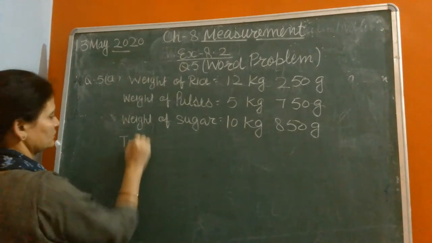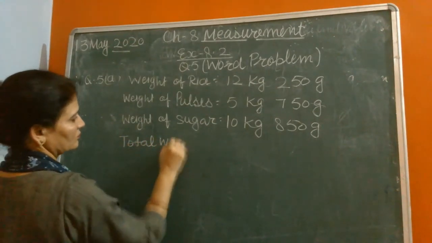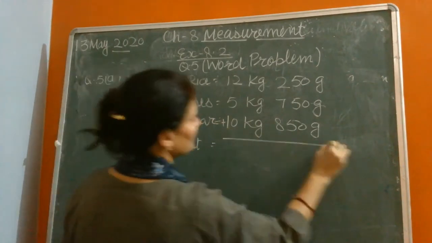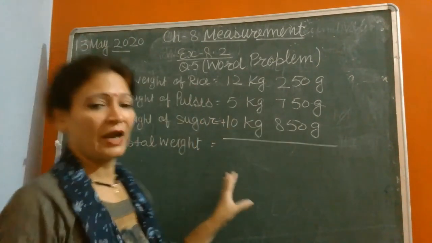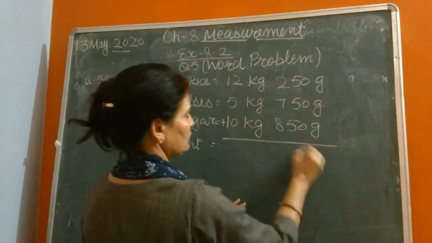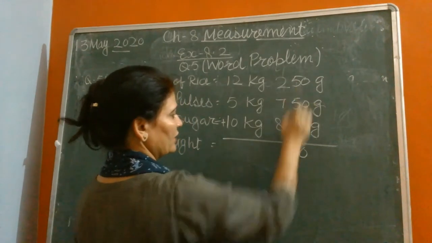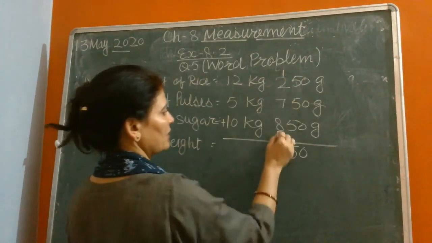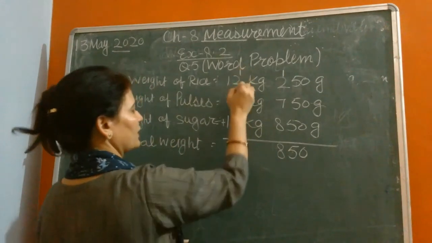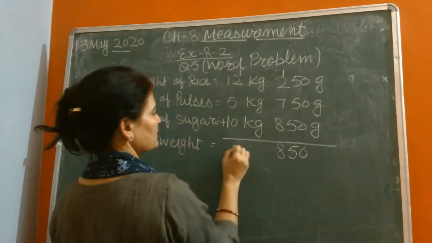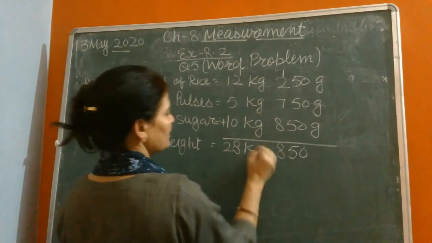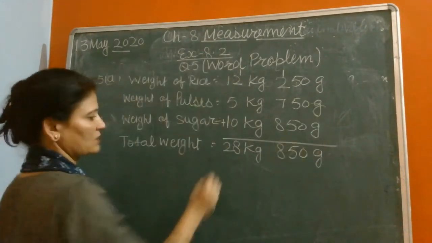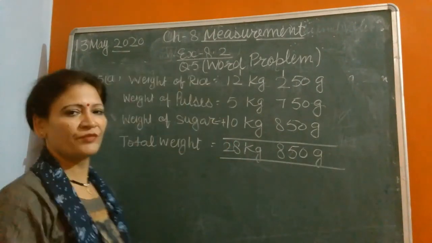Total weight of the items in the bag. Since it is asking total, we will add all the items. 0, 0, 0, 5, 5, 10, 15, 5 carry over 1. 7 plus 3, 10, 10 plus 8, 18, 8 carry over 1. 5 plus 2, 7, 8, 8 plus 0, 8. 1 and 1, 2. 28 kg, 850 gram. Answer is 28 kg, 850 gram.